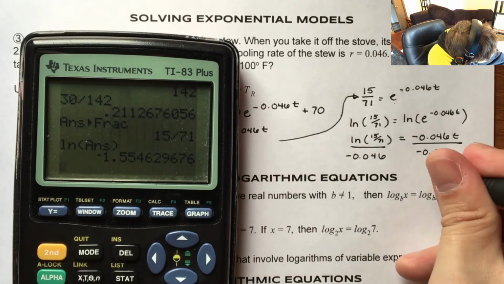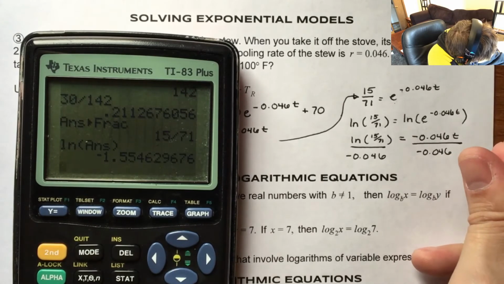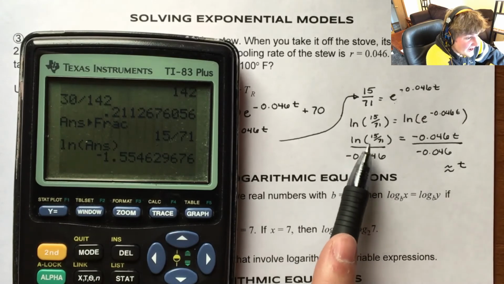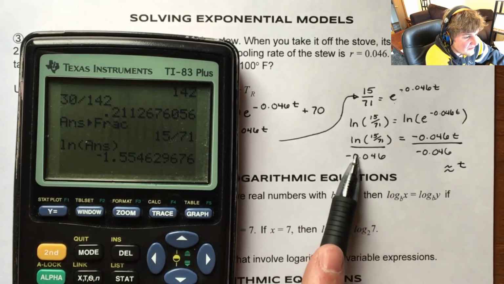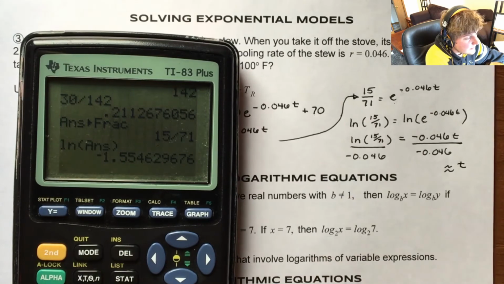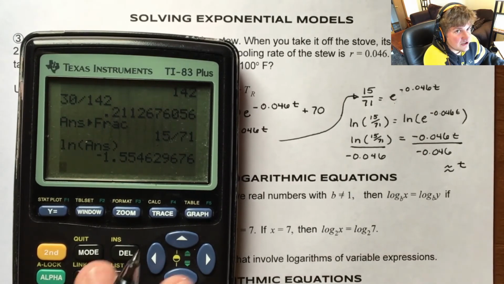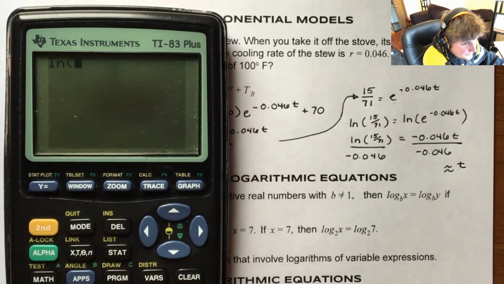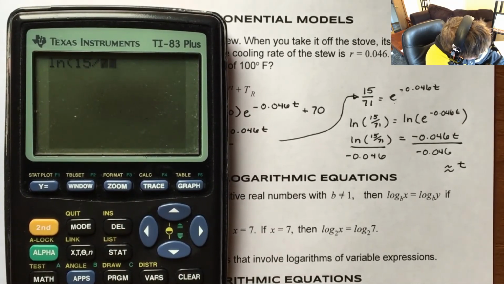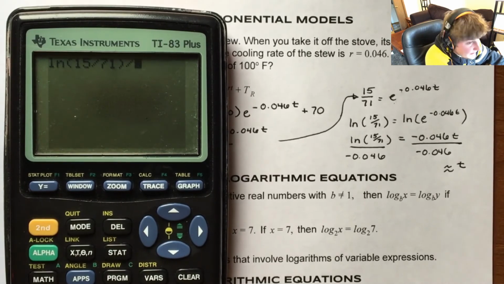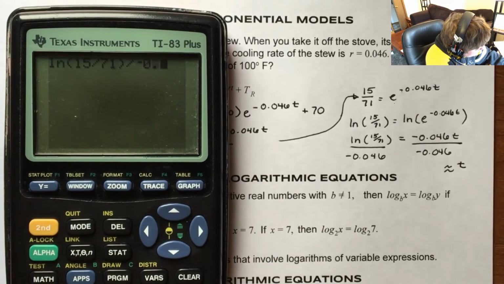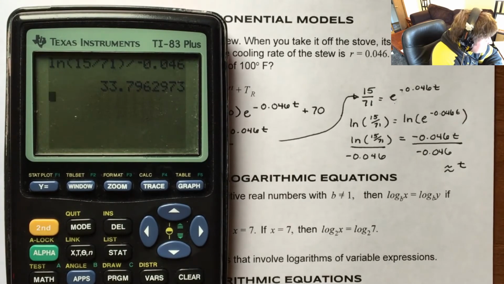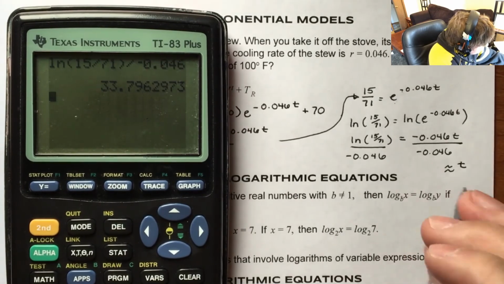We're running a little bit out of space here, but we're almost done. So here's our exact answer: the natural log of 15 over 71 divided by negative 0.046. That's pretty messy. Let's actually figure out what it is. Let's get the calculator out. We're going to take the natural log of 15 over 71, and then divide it by negative 0.046. And it's about 33.796.